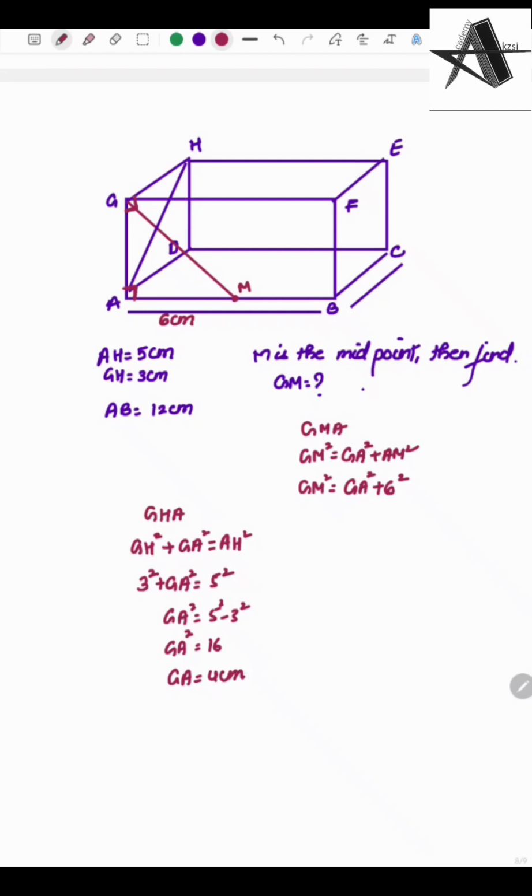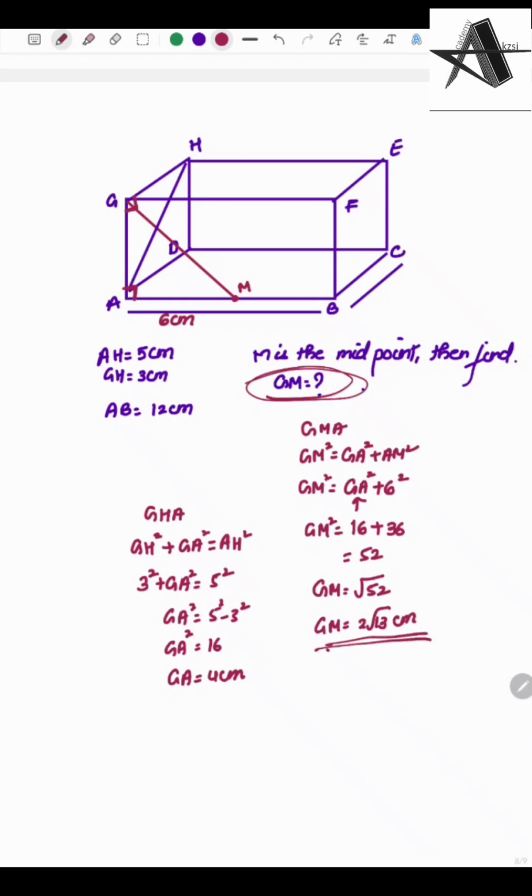If GA is 4 centimeters, now I can put GA right here. So GM squared is equal to, we don't even need to do any rooting because GA squared is directly 16. So I can put 16 here plus 36, which will give you 52. So the root is root 52. So ultimately GM will be 2 root 13 centimeters. So this is the approach.